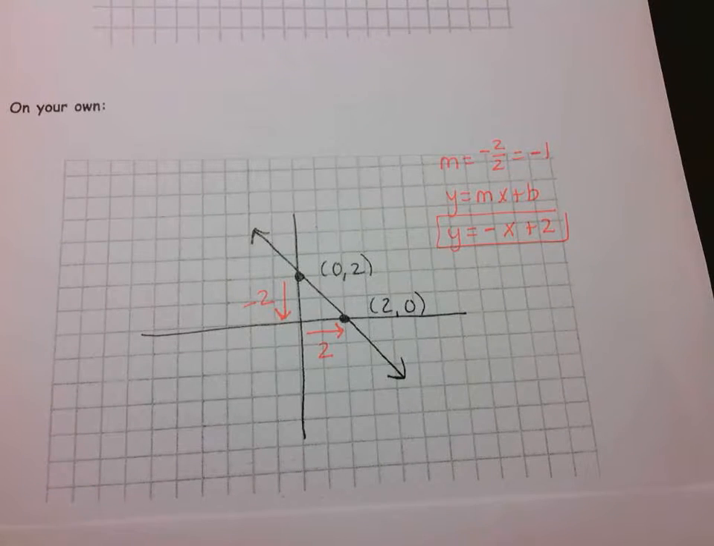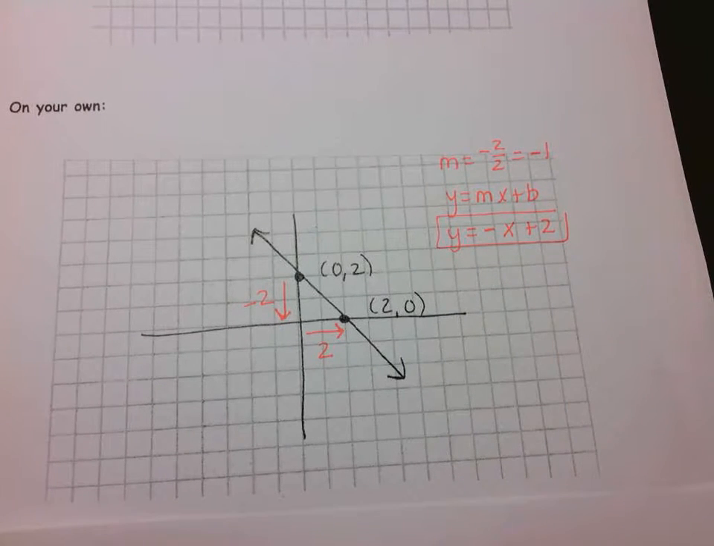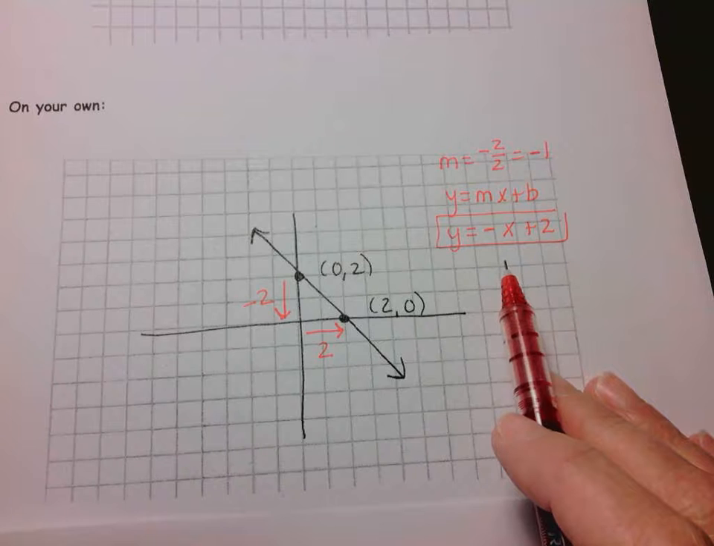And here's your answer. My slope is -2/2 and we reduce that and we say -1. My y-intercept is at 2. And notice when I write the equation, I don't put -1x, I just say -x. If you put -1x, again, you're not wrong, but that's just not appropriate form. People leave the 1 out and then they just say -x.